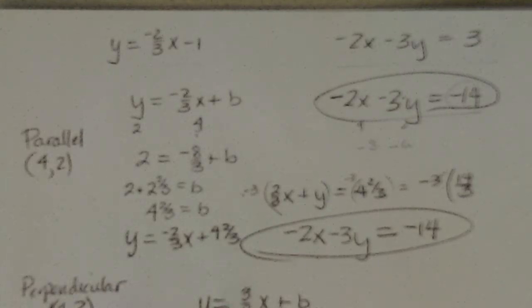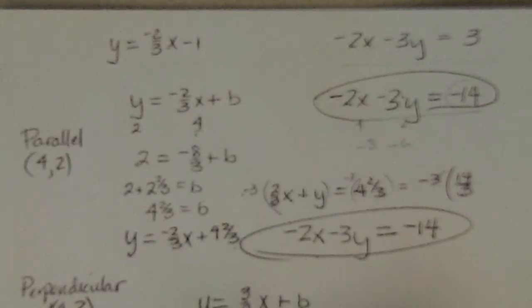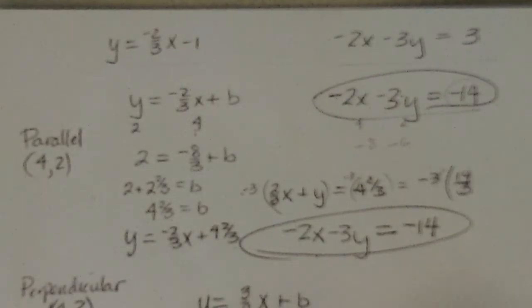If that's the case, that makes (4, 2) on the line. So this becomes 12/2 or 6. And this is 2, so if I subtract 6 from both sides, I get -4 equals b. So the equation would be y equals 3/2 x minus 4.